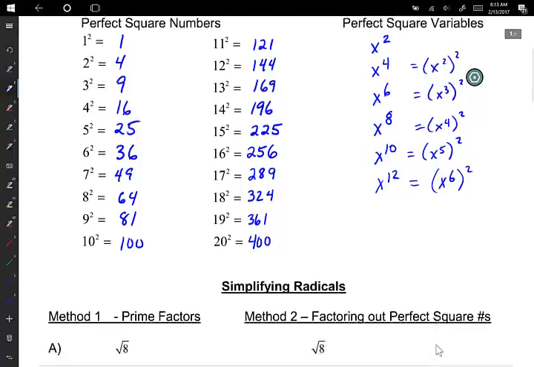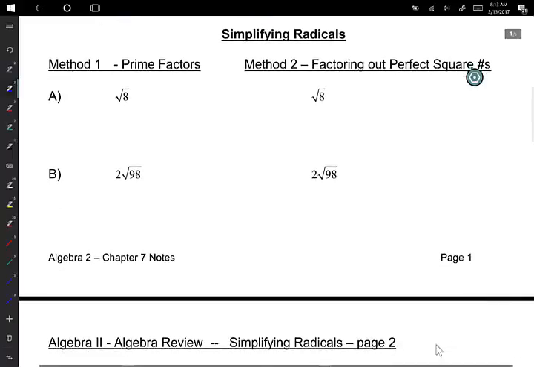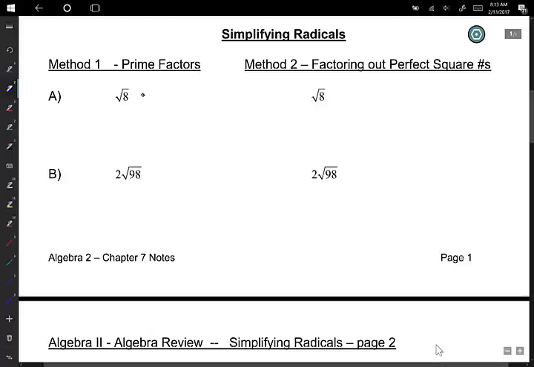So let's look at some examples. There's two ways to do this. My hope is that you will learn and master the second method, but if you didn't, you could always go back to what we call prime factors. If we take 8 and break 8 down into prime factors, we get 2 times 2 times 2. Do we agree? So we would take those and we would group them in pairs. So there's a pair of 2s. The pair of 2s comes out as a single 2, and so we get 2 root 2.